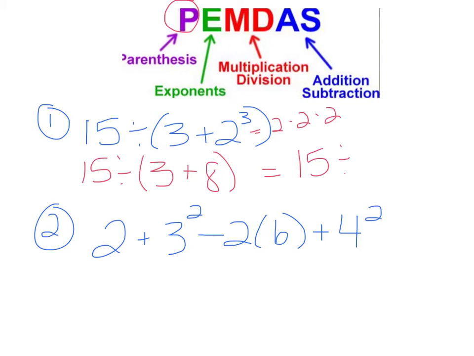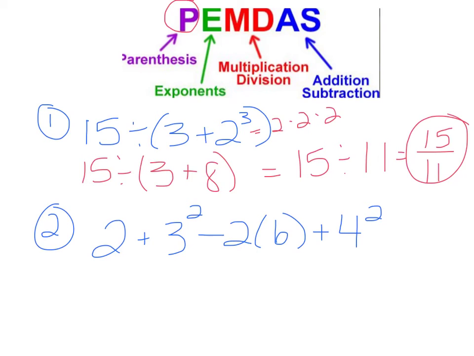3 plus 8 gives me 11, and so we have 15 over 11 is our answer, 15 divided by 11. Because you're going to get a fraction or a decimal when you do this, so just leave it as an improper fraction, 15 over 11. You don't need to actually make it as a decimal.